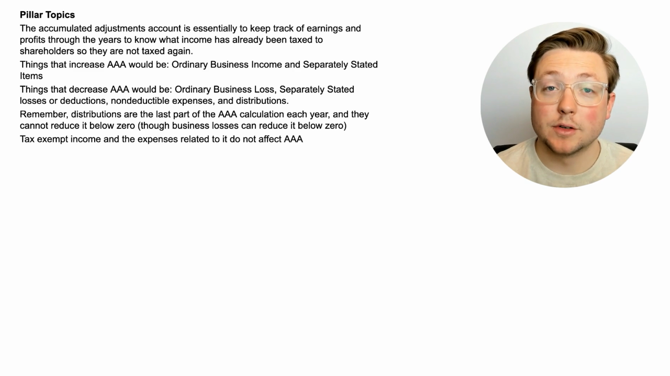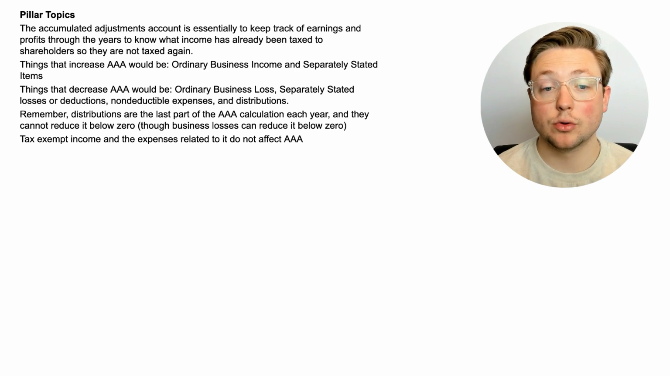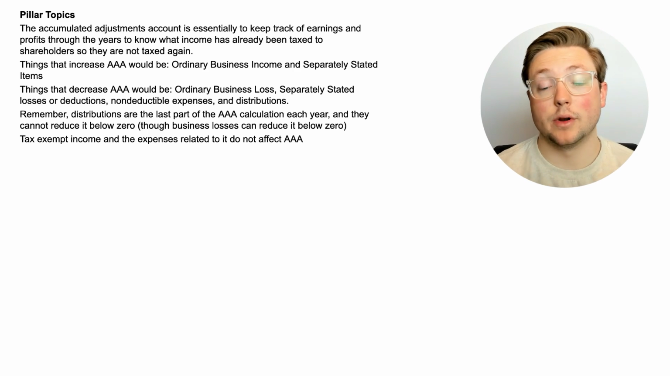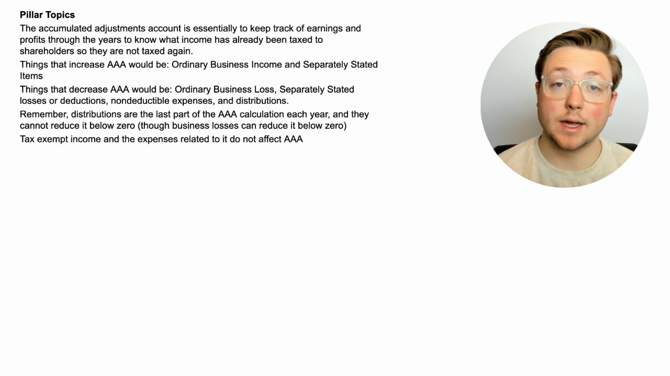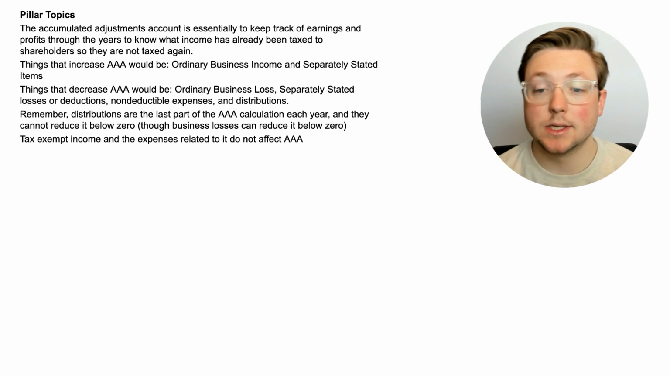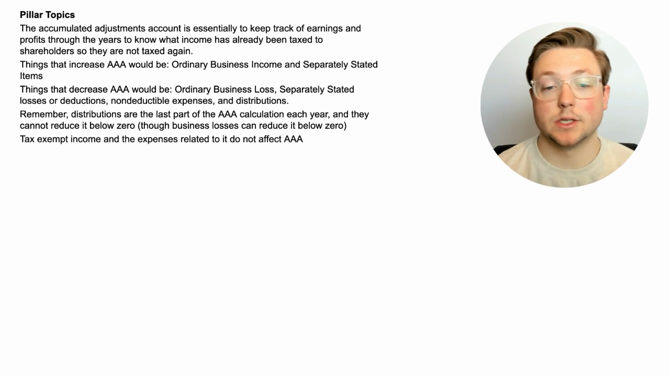Okay, and here are the pillar topics. The accumulated adjustments account is essentially to keep track of earnings and profits throughout the years to know what income has already been taxed to shareholders so they are not taxed again. Things that increase AAA would be ordinary business income and separately stated items, basically everything that increases income except for, of course, tax-exempt income. We'll talk about that in a second. Things that decrease AAA would be ordinary business losses, separately stated losses or deductions, non-deductible expenses, and distributions.